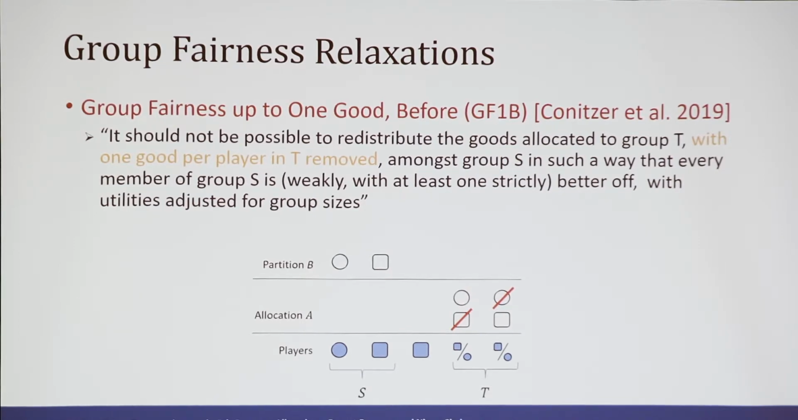We might try and remove these 1 good per agent in T in a different way, maybe a circle and a square. In that case, we can reallocate like this. Still, it's the case that both agents in S are better off.